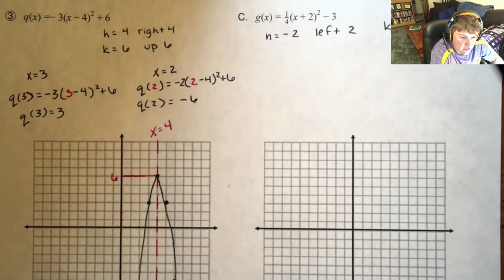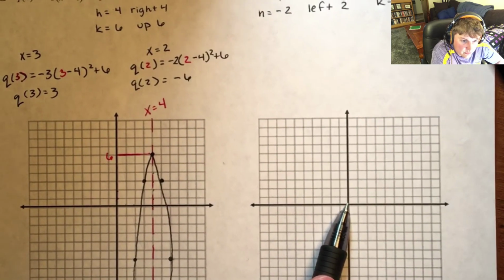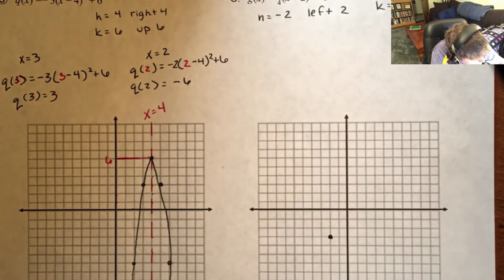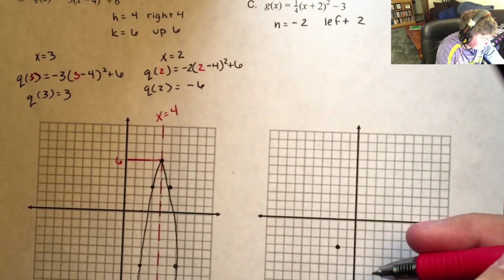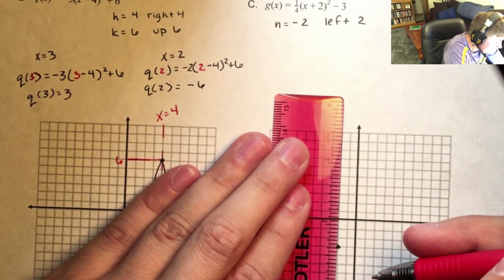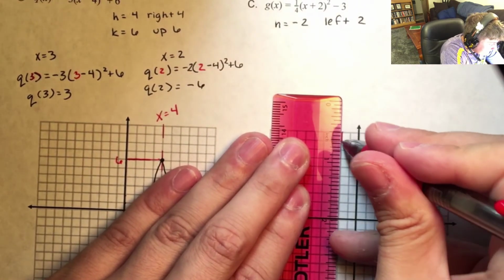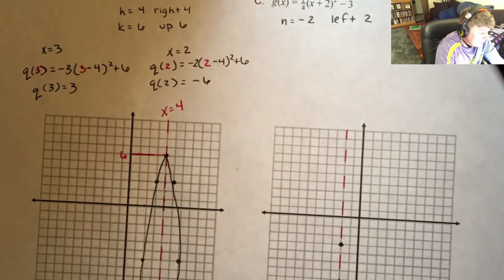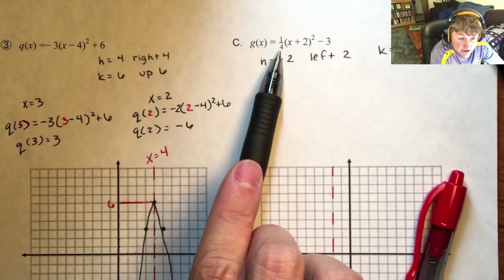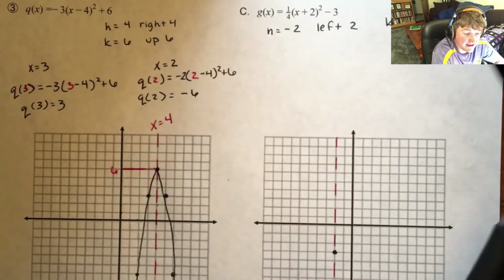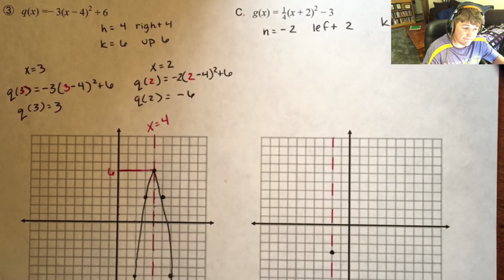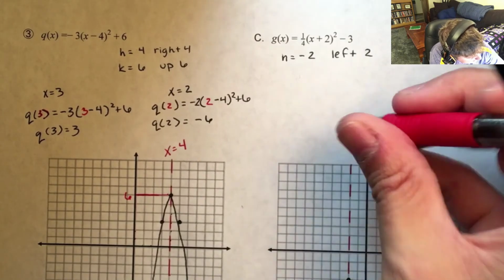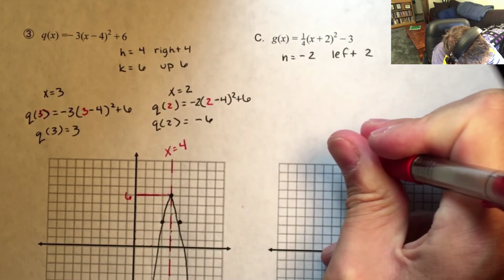Okay, so we're going to start in the graph. We normally start at 0, 0, and we're going to go left 2, down 3. Left 2, down 1, 2, 3. Okay, there's my vertex. Let's get my axis of symmetry. Okay, here my denominator is a 4. So that means we can pick x values that are 4 units away from my normal x value. So this is x is equal to -2.